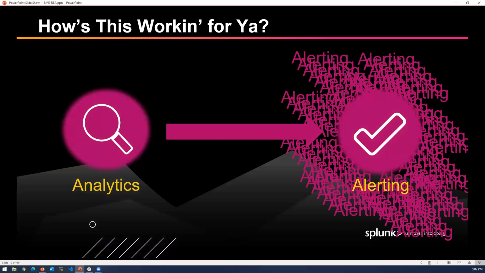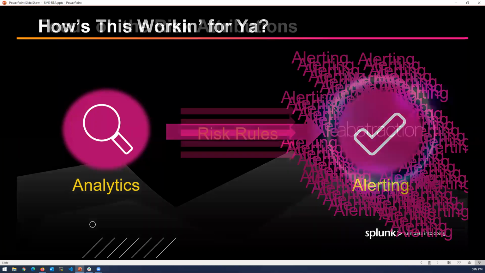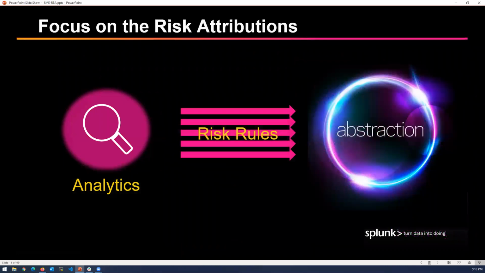Typically your analytics goes directly into your alerting, you get tons of alerting, and most analysts can't handle all of it. So what do you do? You start ignoring stuff, or again, whitelisting it. What we've done is take that analysis and put it into the risk index instead of the notable index, and we call those risk rules. Think of your typical correlation rules, and even more broadly, anything that could add value or context to a situation, and we put all of that in this abstraction layer.